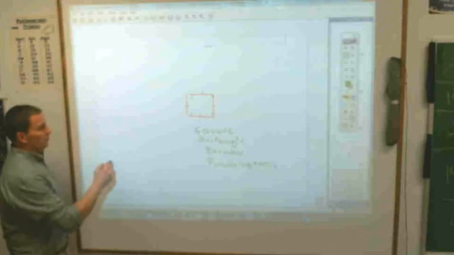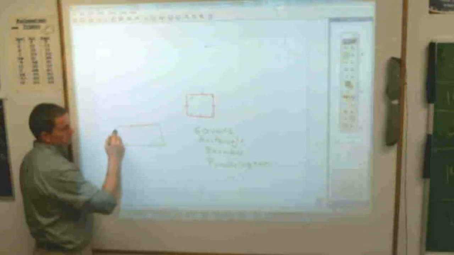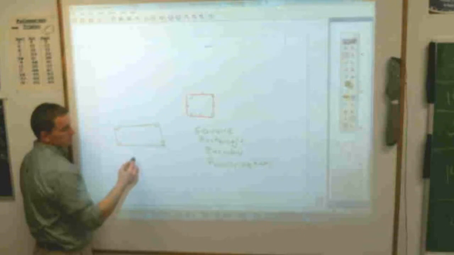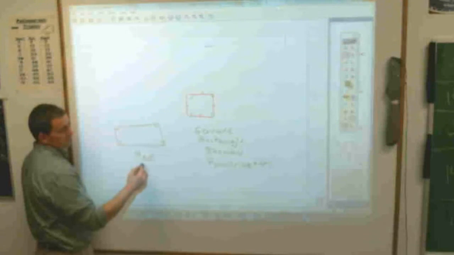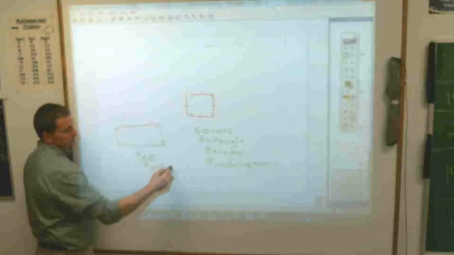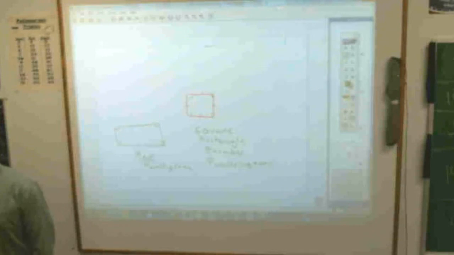Okay? A rectangle is a quadrilateral, but besides being a rectangle, it's also a parallelogram. Does it fit any of the other categories? Probably not. Are all squares rhombuses? Absolutely. Are all rhombuses squares? No. So you have to know the exact definitions when you look at them.